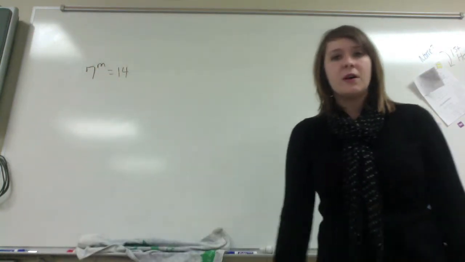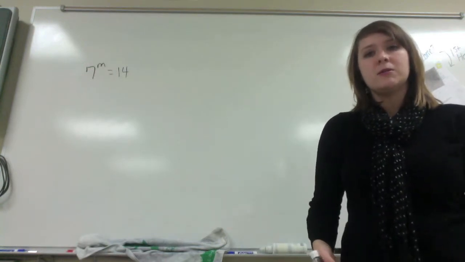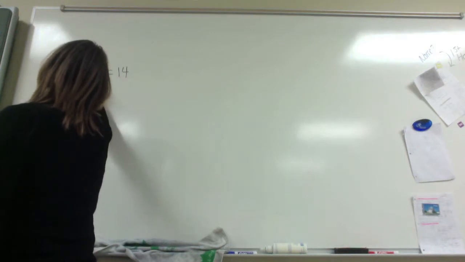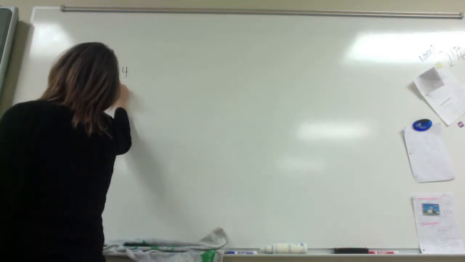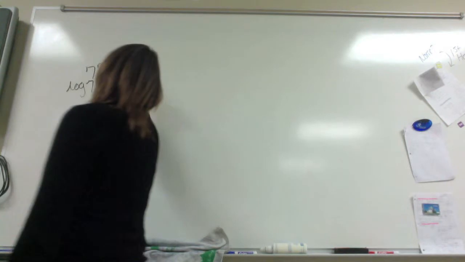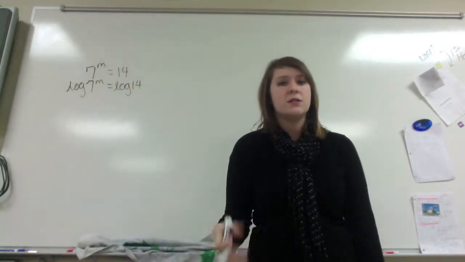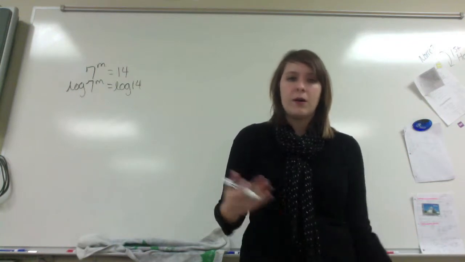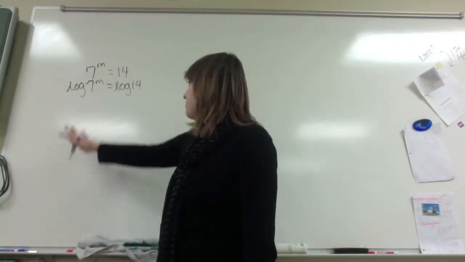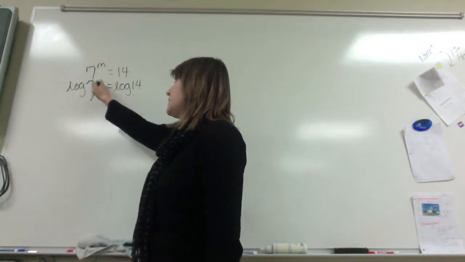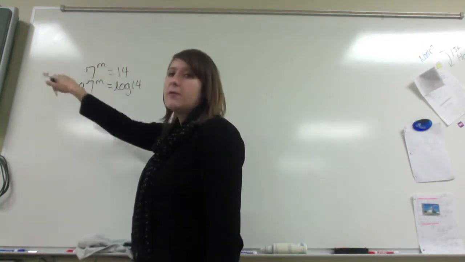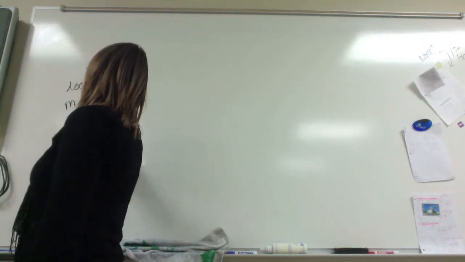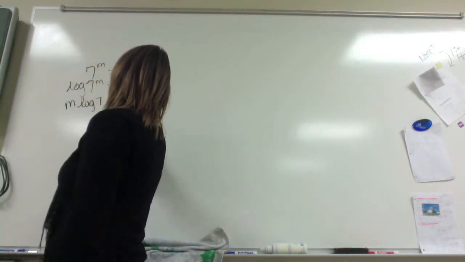Okay, so if I want to solve that, the first step that I'm going to do is I'm going to take the log of both sides. Remember that anything I do to one side I can do to the other side, and that includes take the log, okay, or get rid of the log. So now what I can do is I can take this power and I can move it down to the front using my logarithm and power rule. So I'll have m times the log of 7 equals the log of 14.